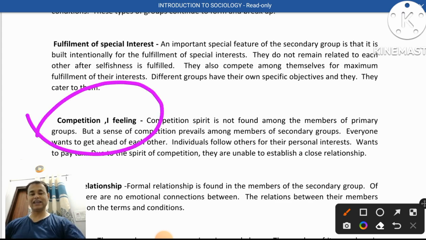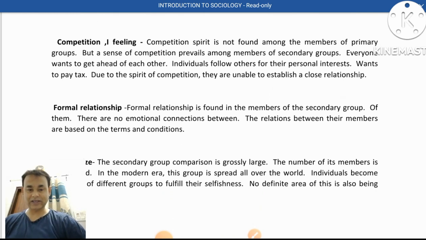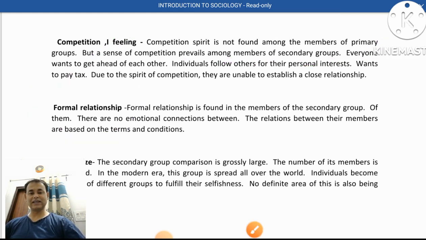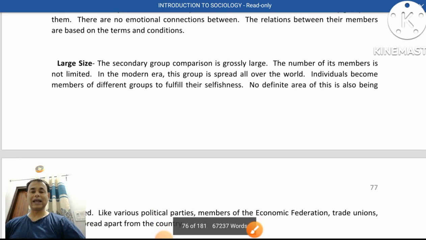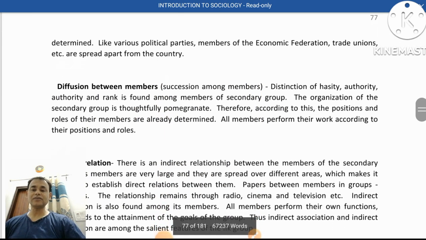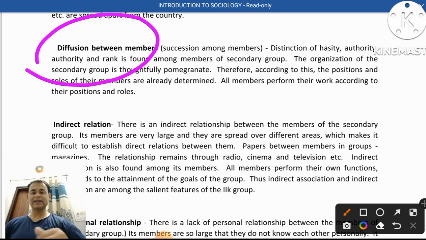Competition, I feeling, as mentioned earlier. In the primary group there is a we feeling, but in the secondary group there is an I feeling. Competition spirit is not found in the members of the primary group, but a sense of competition prevails among the members of the secondary group. Formal relationship. A formal relationship is found among the members of the secondary group. Large size. The secondary group is comparatively large. The number of its members is not limited. Diffusion between members. Distinctions of heredity, authority and rank are found among members of the secondary group.